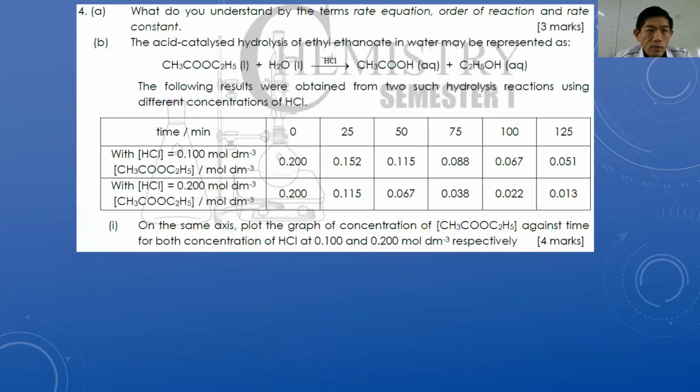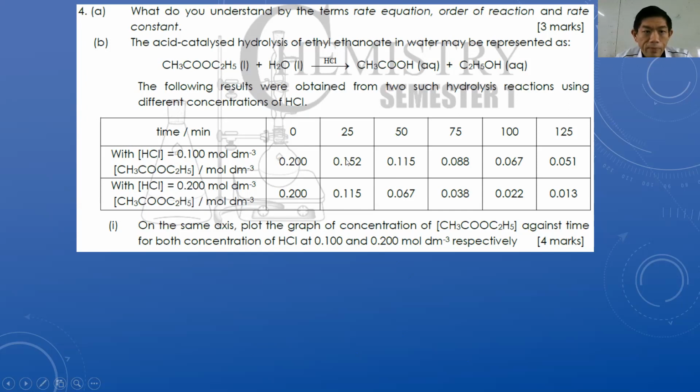Then we are going to advance to the next question, number 4. What do you understand in terms of rate equation, order of reaction, and rate constant? 3 marks. The acid-catalyzed hydrolysis of ethyl ethanoate in water may be represented as below. The following were obtained from 2 such hydrolysis reactions. So these are the 2 different times at different concentrations. So this is the time and concentration of CH3COOC2H5 with the concentration of the acid used at that time being 0.1.